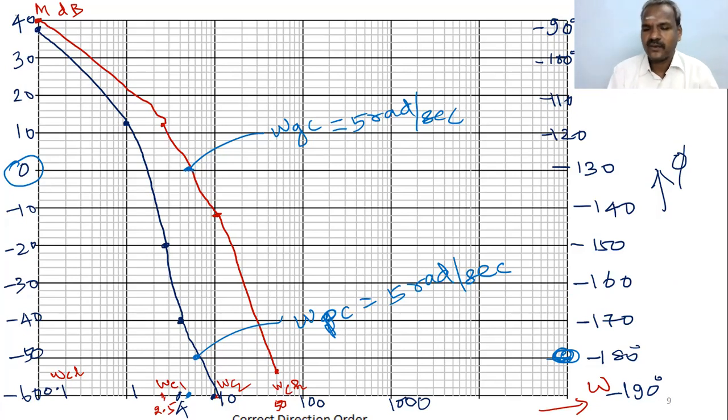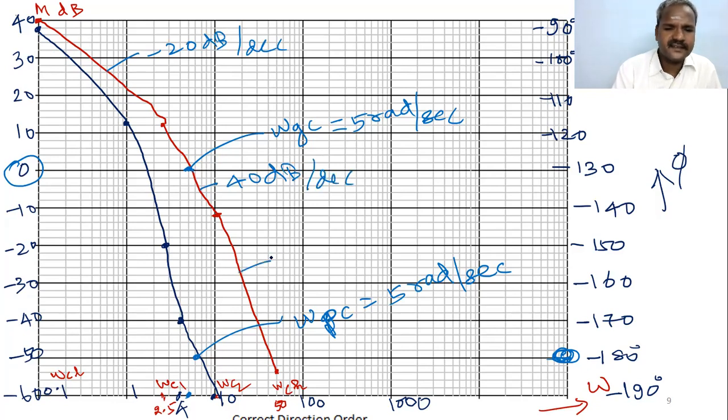So the gain crossover frequency and phase crossover frequency are 5 radian per second. Understand or not? So this is the simplest technique here, right? So the phase crossover frequency as well as gain crossover frequency are both 5 radians per second. So since they are equal, gain margin and phase margin are 0. Understand? So next, this first slope change. This slope is minus 20 dB per decade. So next, minus 40 dB per decade.